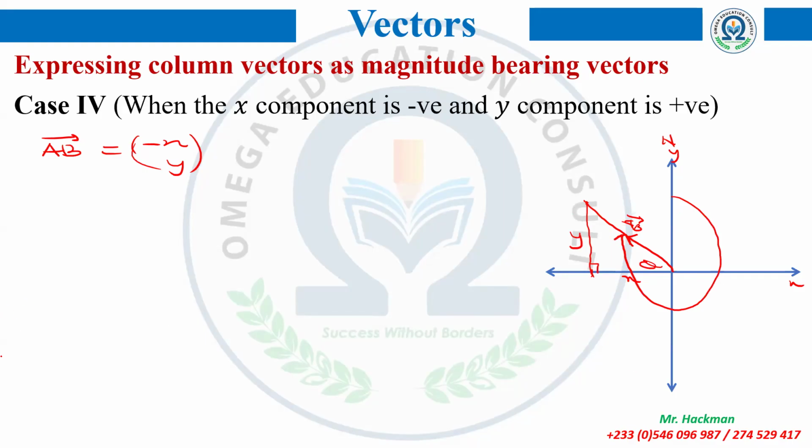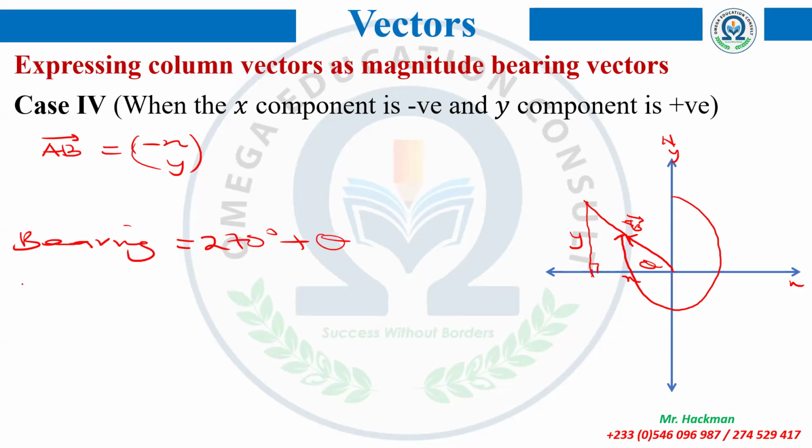In this case, as for the magnitude, you know, root of minus x squared plus y squared. So the bearing angle will be equal to what? In this case, you can see that from here up to here is 270. So if I know theta, I add it to 270, and that will give me the entire angle here. Is that clear? So that will give me 270 degrees plus theta.